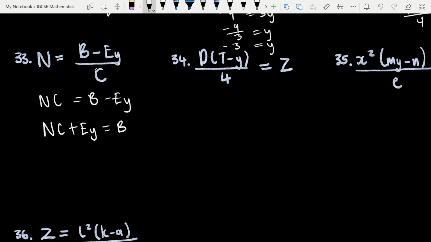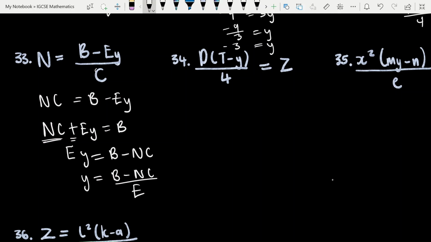Okay, who do we start with? NC. Why? He's further from y than E. So we now have EY being equal to B minus NC, because NC was adding on the left. When it goes to the right, he's going to subtract. Now we take E to the other side. Y is equal to B minus NC, or CN, all over E.